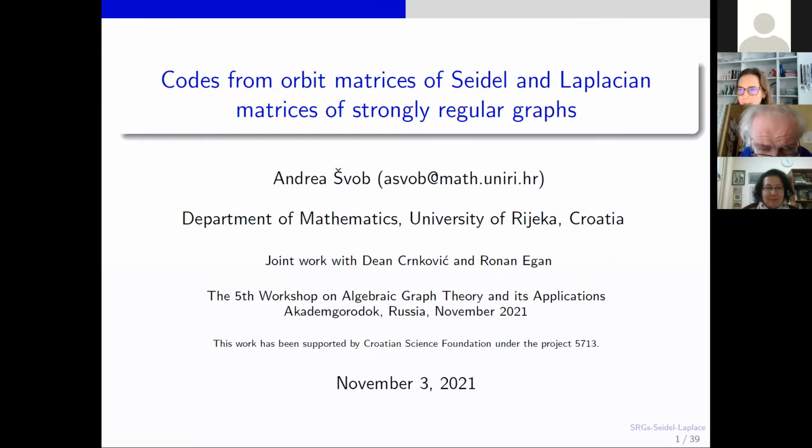So today I will talk about codes from orbit matrices of Seidel and Laplacian matrices of strongly regular graphs. I will try to explain the research that I was doing with my colleagues, Dejan Crnković and Ronan Egan. They were both also from my Department of Mathematics, but now Ronan is at Dublin University, and Dejan is my colleague from the Department of Mathematics.